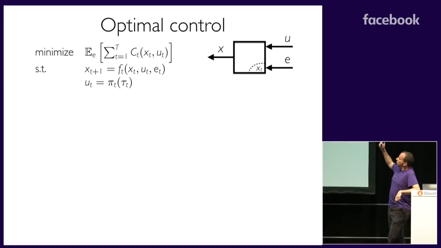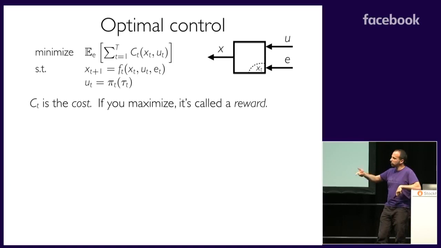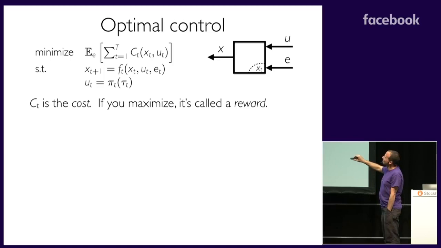The cost function is given incrementally over time by some cost CT. This is another difference between reinforcement learning and control. Optimization, especially optimal control, is always minimizing costs. And reinforcement learning always maximizes rewards, which is kind of a glass half empty, glass half full perspective. Control theorists are very pessimistic people. That's just the nature of the field. So we're going to minimize costs.